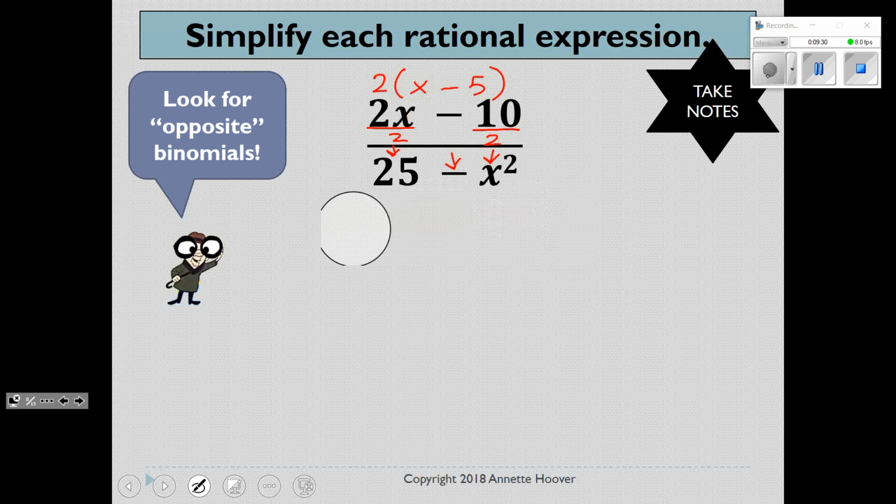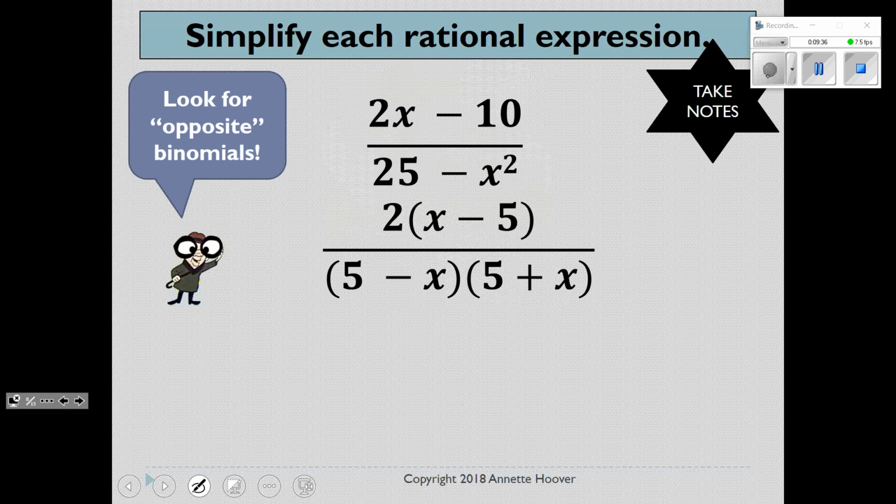So what does this look like? I wrote that all down, but I'm going to erase it and show it with the PowerPoint. Here's what it looked like. What we just did, we took out the greatest common factor of 2 on top. Now, you have to look sometimes for something called opposite binomials. Here's what we mean by that.